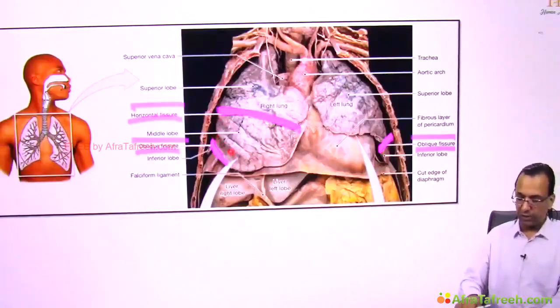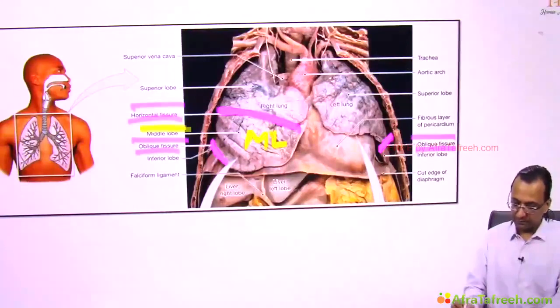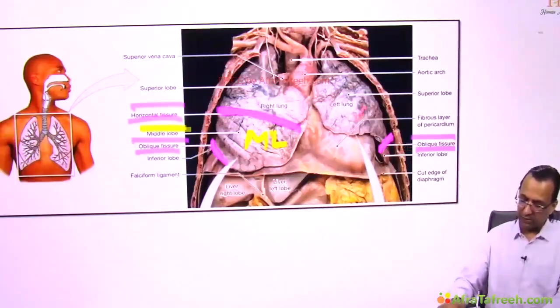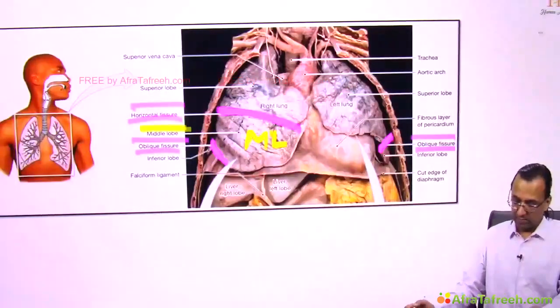What is between the horizontal and oblique fissure? That is the middle lobe. Now if you say this is the middle lobe, fine. Do you have a middle lobe in the left lung? No, the left lung actually has only 2 lobes, that is the upper lobe and lower lobe. So this diagram is not very clear. We have to see one more diagram and then it will be evident.